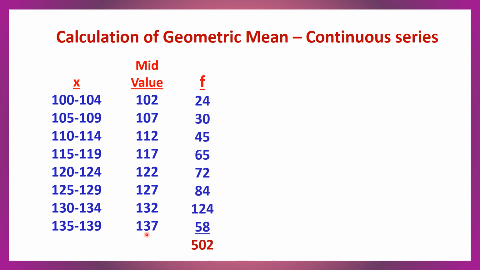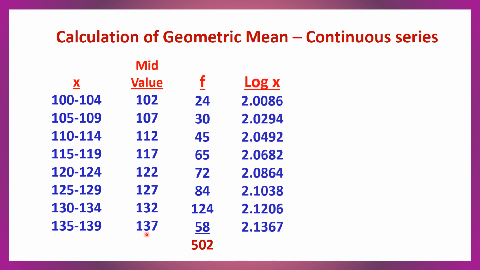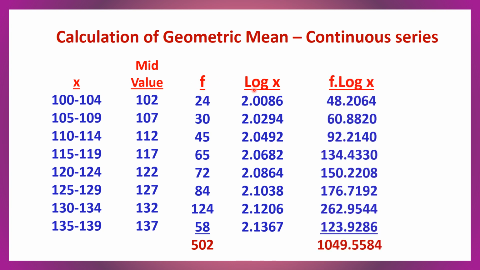And what we have to do next is find log x. Here for finding log x, we have to consider these mid values. For each of these values, we have to find the corresponding logarithmic values. And that is put in this column as log x. Then the next step is multiplying this frequency with log x. Thus, each frequency is multiplied with the corresponding log x and we get this column.